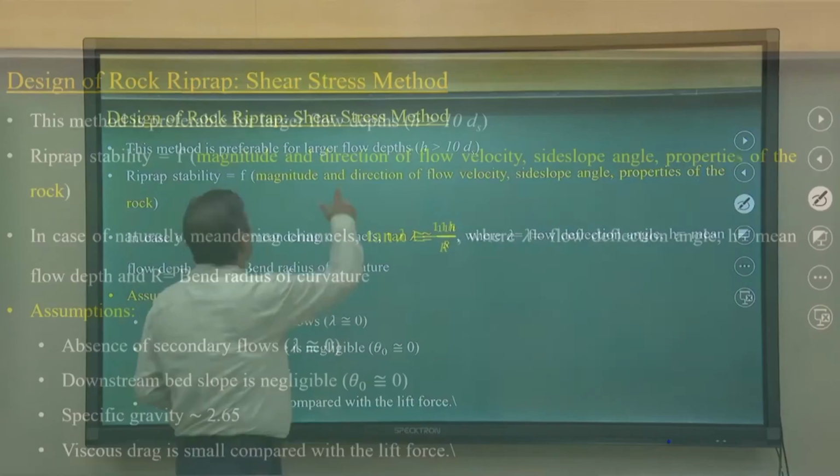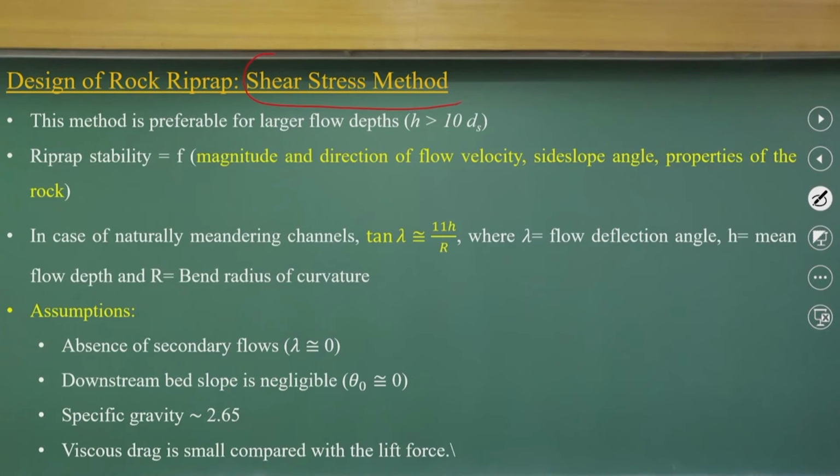That is why we should look at the shear stress methods. Again, I am going to sketch it. If you have a river, you have a flow depth. If you are not considering any bend of the river, there will be shear stress distributions along this, and this shear stress is proportional to flow depth. So, we need to compute it.